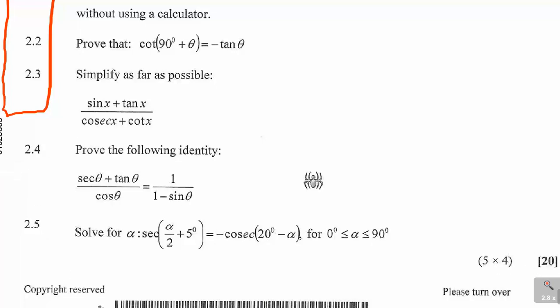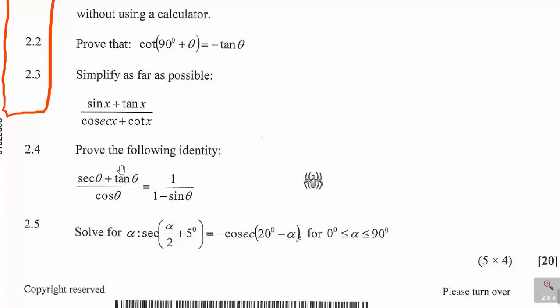So now let us quickly look at question 2.4. Now if you haven't seen the first 3 questions, I will encourage you just to check the channel and you'll find the solutions for them. So I'm just going to do this one quicker.